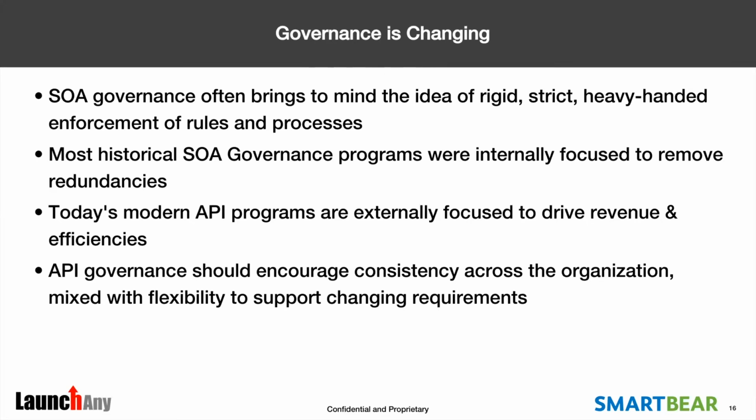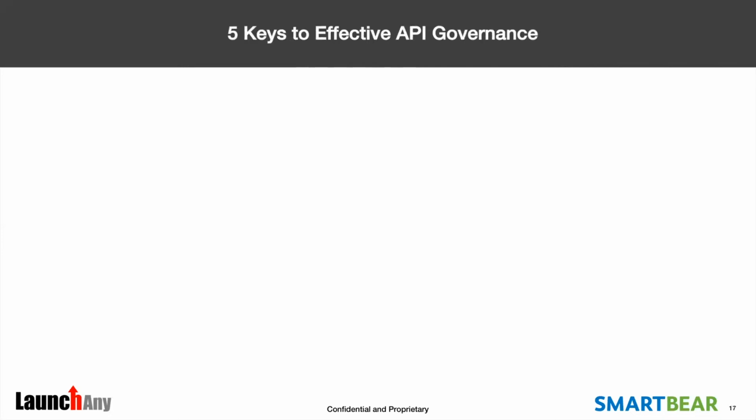However, today's modern API programs are really focused externally more than just internally. They're focused on driving revenue directly and indirectly, as well as improving efficiencies and allowing for innovation on top of existing APIs that the organization offers. So today's API governance really isn't about this rigid, strict, heavy-handed enforcement. Rather, it's about encouraging consistency and offering flexibility to support the changing requirements of an ever-changing marketplace.